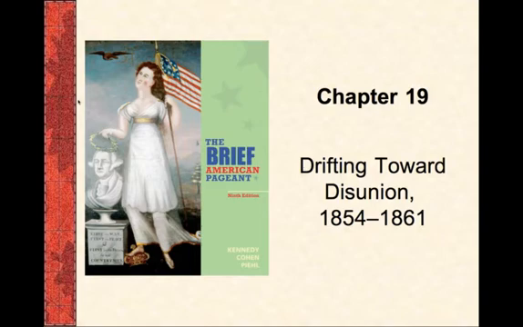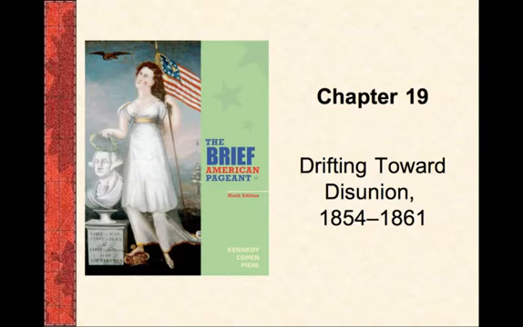Okay, Chapter 19, Drifting Toward Disunion, 1854 to 1861. The quote at the beginning of this chapter is from Abraham Lincoln, probably one of his most famous quotes, from 1858. A house divided against itself cannot stand. I believe this government cannot endure permanently half slave and half free. So Abraham Lincoln is talking about the state of events in the country at the time when he was running for senator for the state of Illinois and lost against Stephen Douglas. Later on, 2 years later to be exact, he would run for president and be at the helm of that disunion.